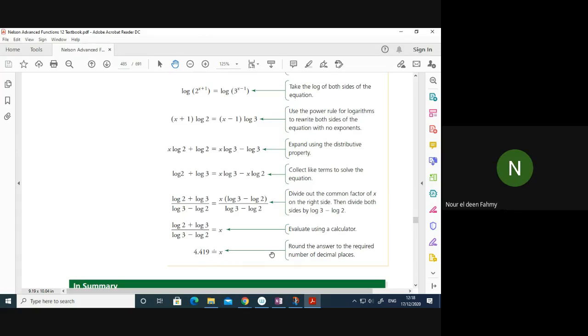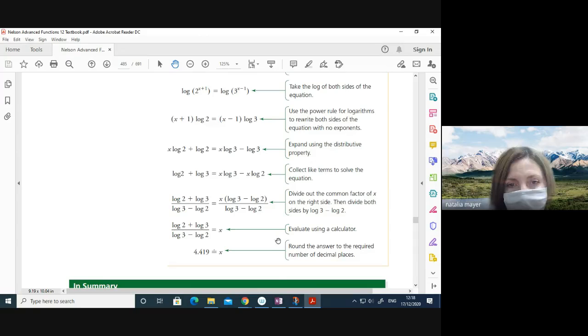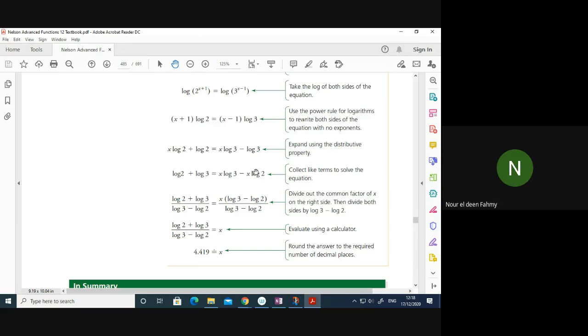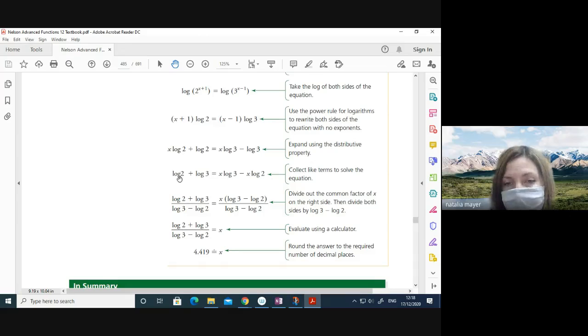I don't understand the part where it's x log 3 minus x log 2. This one? You factor out the x. You have to factor out, yes, because this is x times, right? It's a product. So it's a factoring strategy, which is in particular greatest common factor. Okay? You got it, Noor?